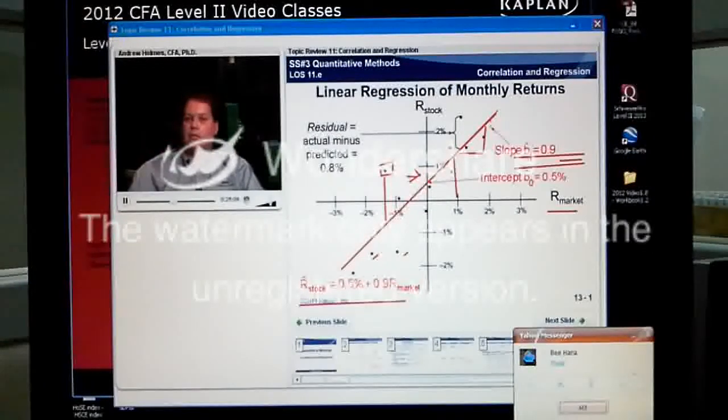The return on the stock is equal to 0.5% plus 0.9 times the return on the market, and that is 0.5%. I was interpreting it as 5% just a moment ago. Anyway, we're going to use that equation to do some things later on. We call that the regression equation, or the estimated equation, or the estimated regression equation.